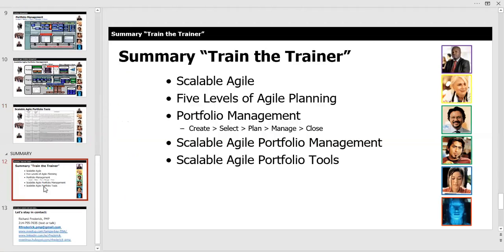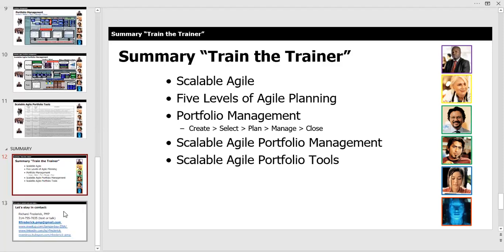So in summary, let me go back. We talked about scalable agile, which is SAFe. We talked about 5 levels of agile planning. We talked about what I call the 5 fingers of portfolio management: create, select, plan, manage, and close. We talked about scalable agile portfolio management and how the system works with the repositories. And then finally, relating terminology from scalable agile to your traditional portfolio tool. All right, so that brings us to the end of our session.